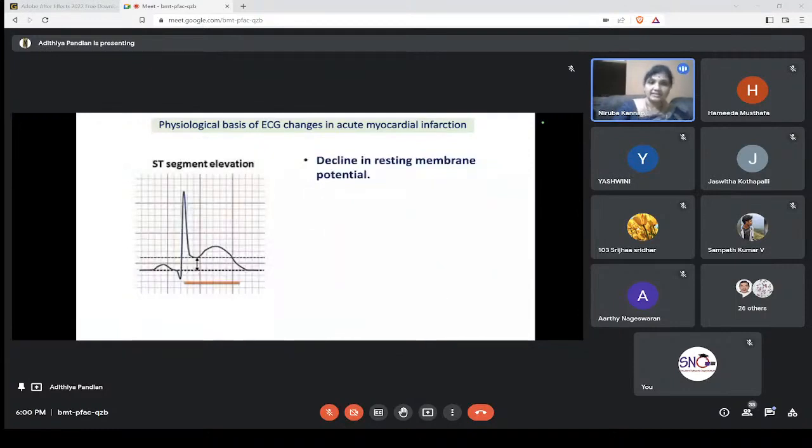So there is a decline in the resting membrane potential. Usually you can see the dotted lines are shifted down because there are more leaky potassium channels in the infarcted tissue. So more potassium ions inside the cell are moving out, so inside becomes more negative initially. So there will be a decline in the resting membrane potential. When the resting membrane potential is declined, automatically the ST segment, the second half, will look as elevated projection.